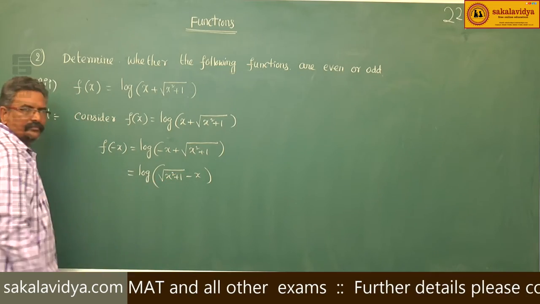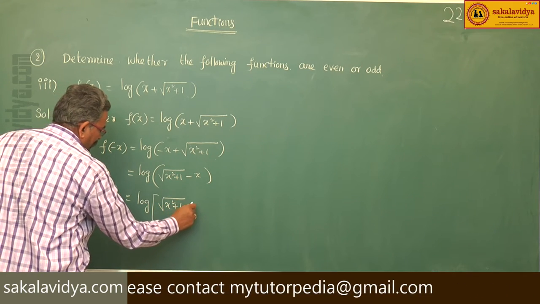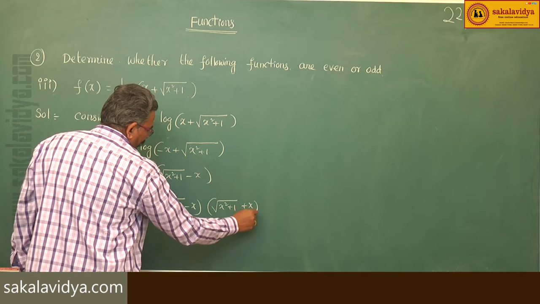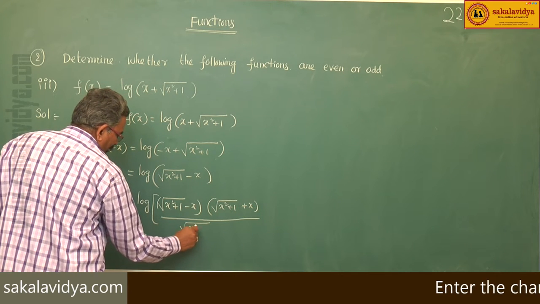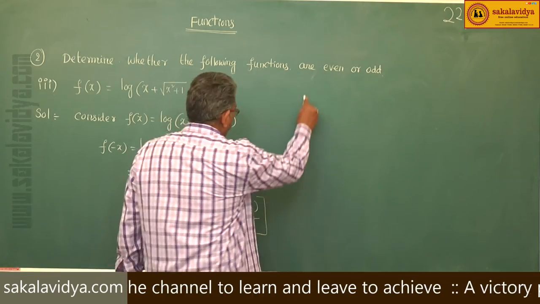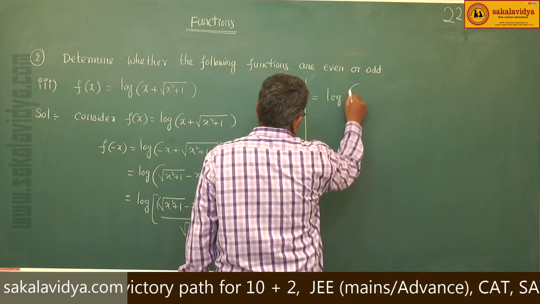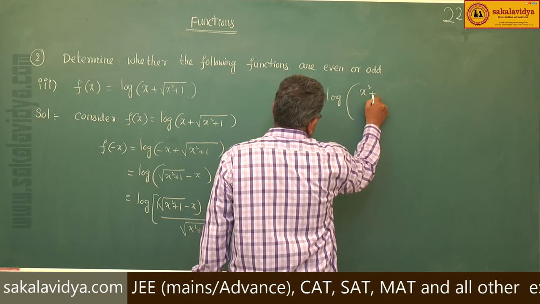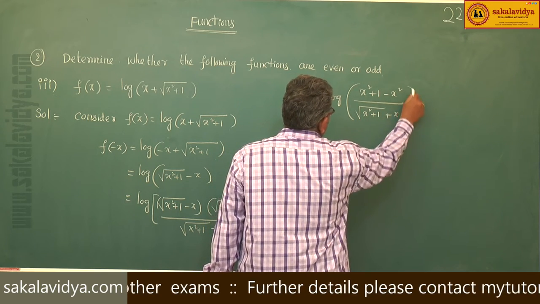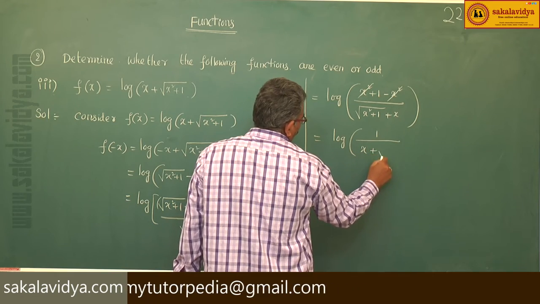Let us rationalize this one. So now log of root of x square plus 1 minus x multiplied by root of x square plus 1 plus x, divided by root of x square plus 1 plus x. Now this is a minus b into a plus b. So we get log of x square plus 1 minus x square by root of x square plus 1 plus x. This gets cancelled. This is log of 1 by x plus root of x square plus 1.